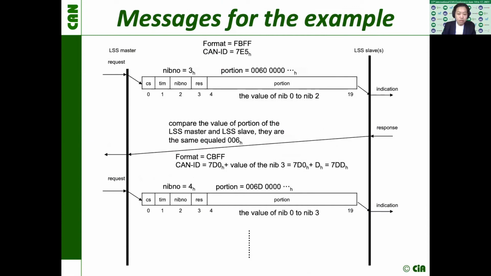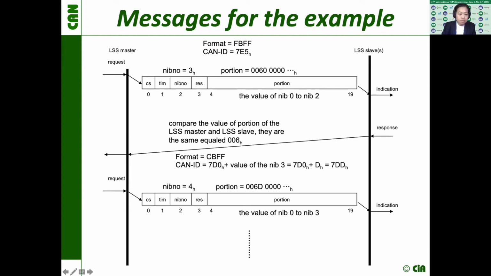So to see this sequence diagram of this example, you can see in the LSS manager request message, the value of the parameter neighbor number equals 3, and the higher bytes of the portion equals 006. Then the LSS manager uses the CAN data frame format, base frame format, and uses a fixed CAN ID 7E5.